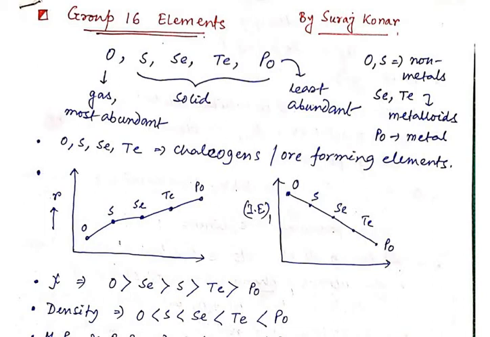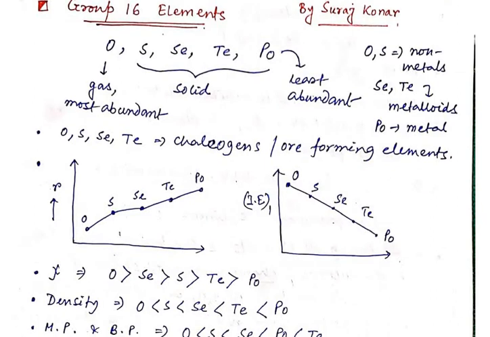Hello students, in our last two classes we have discussed the group 16 elements. We know that in group 16, from oxygen to polonium, these elements are there: oxygen, next is sulfur, next selenium, next tellurium, and last of all polonium.